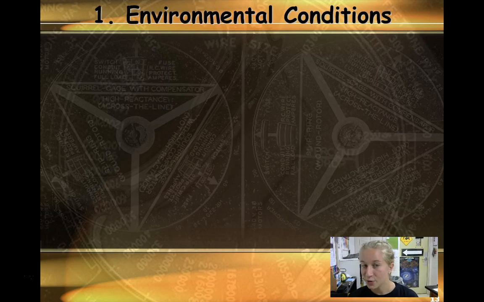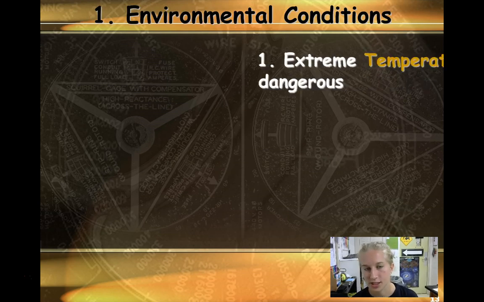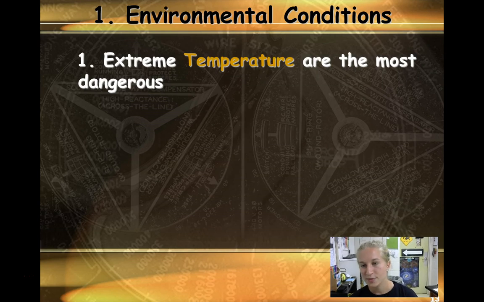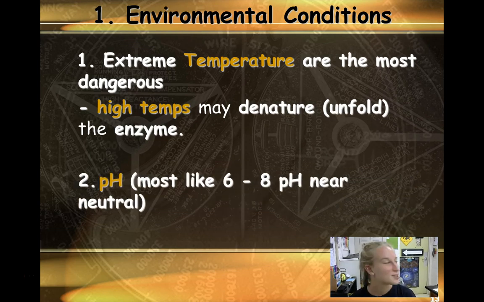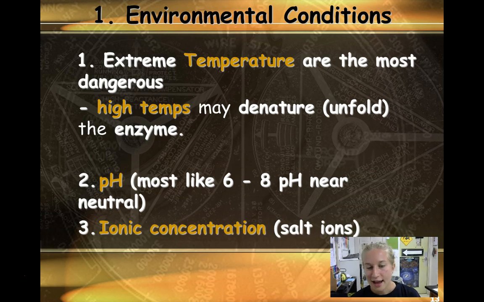So, continuing on that note, environmental conditions. Extreme temperatures, like I said earlier, are the most dangerous ones. High temps may denature or unfold the enzyme. Then pH, and then ionic concentration, so like salts and such.